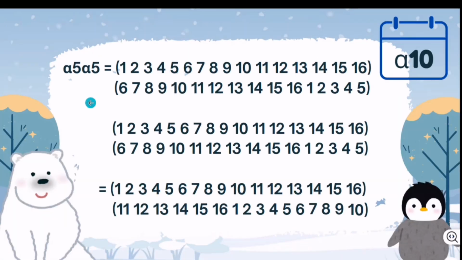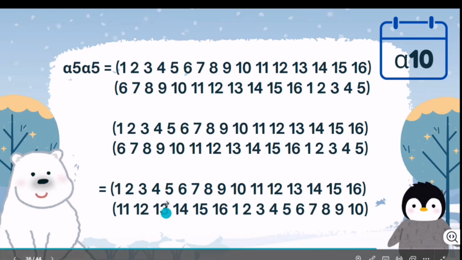And we have alpha sub 5 star alpha sub 5, or the combination of alpha sub 5 and alpha sub 5. And the result is alpha sub 10, which is equal to 1 to 11, 2 to 12, 3 to 13, 4 to 14, 5 to 15, 6 to 16, 7 to 1, 8 to 2, 9 to 3, 10 to 4, 11 to 5, 12 to 6, 13 to 7, 14 to 8, 15 to 9, and 16 to 10.